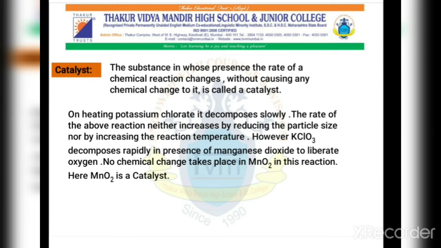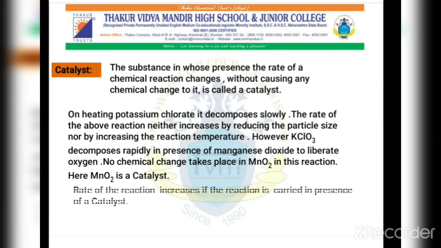So here MnO2, that is manganese dioxide, is called a catalyst. So what a catalyst does basically is that the rate of the reaction increases if the reaction is carried out in the presence of a catalyst. So catalyst is a substance which alters the rate of the reaction without itself taking part in any such type of reaction. So these are the five factors which affect the rate of the reaction.